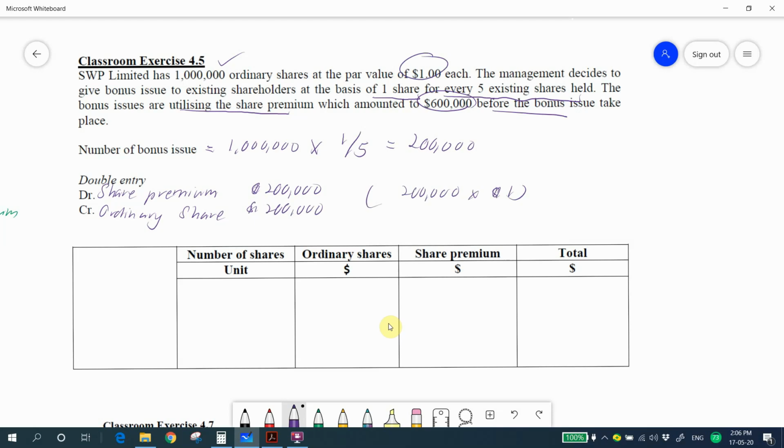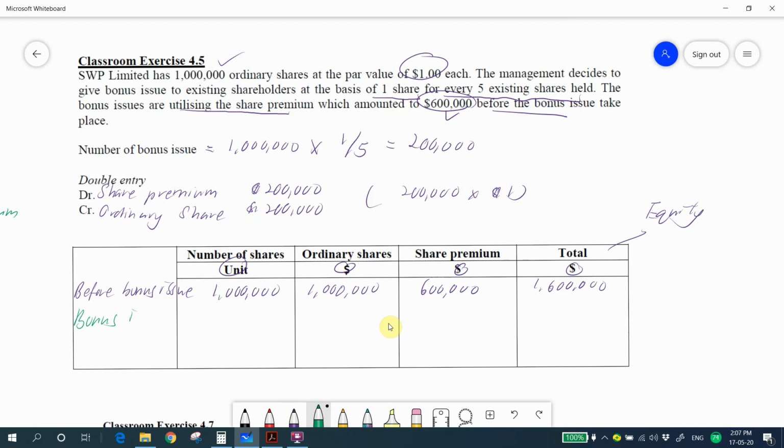So let's take a look. What is the structure of the company equity before and after the bonus issue? So before bonus issue, the company is having 1 million ordinary share, ordinary share capital 1 million also, because the par value is 1 per share. Share premium 600,000 before the bonus issue, so 1.6 million. Take note, this is unit, this is dollar, this is dollar. So the total equity, we use 1 million plus 600,000. Next, bonus issue.